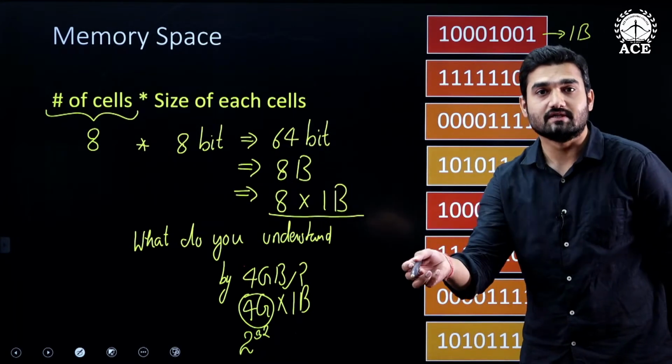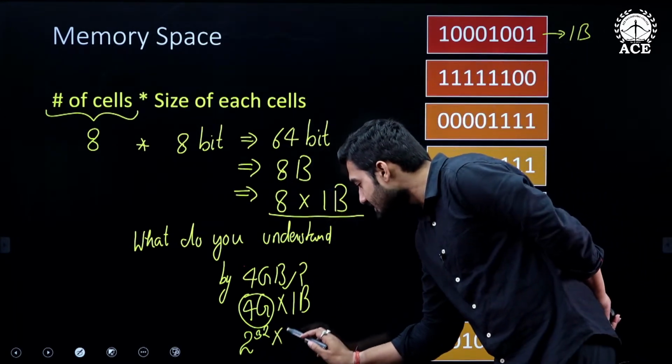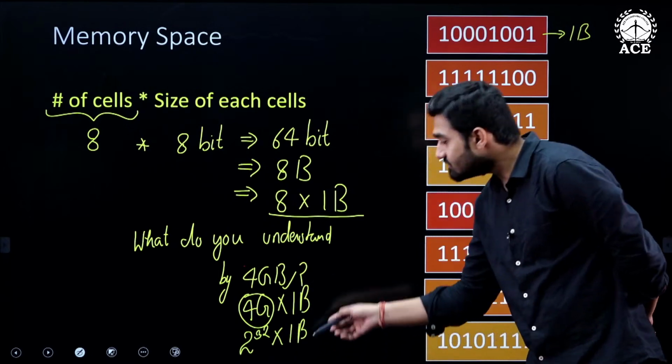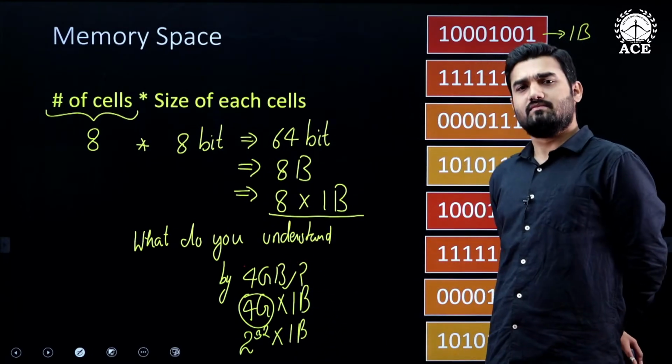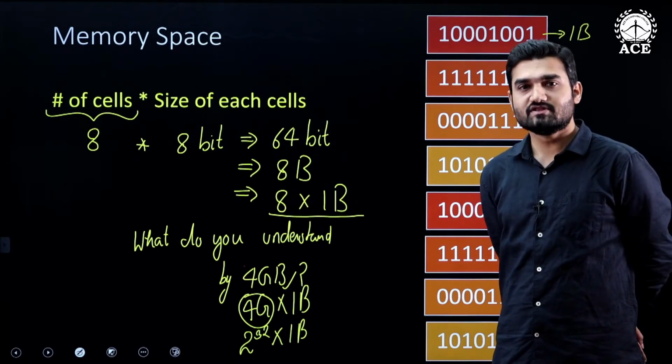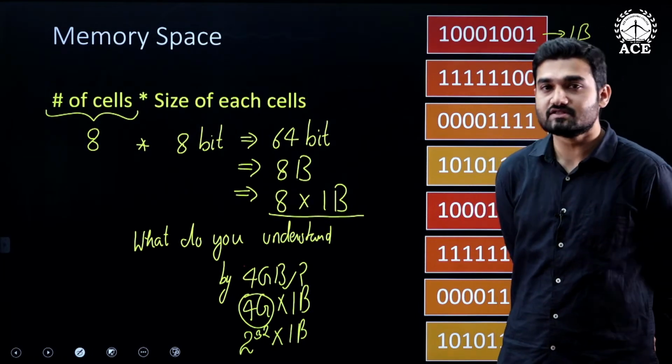And every location is having 1 byte. This is what literally your 4 GB means. If I ask you, your RAM is 16 GB. Do you know how many locations are there in the 16 GB?